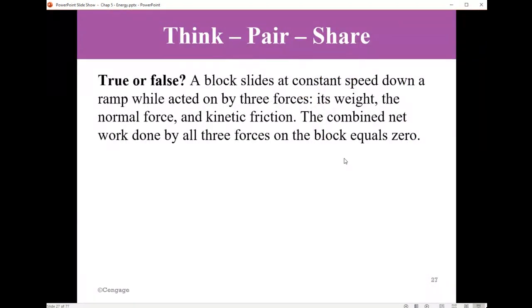A block slides at constant speed down a ramp while acted on by three forces: its weight, the normal force, and the kinetic friction. The combined net work done by all three forces on the block equals zero. Is this a true or false statement? Let's think together.